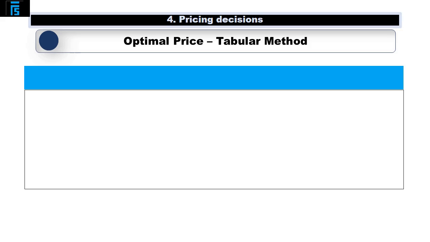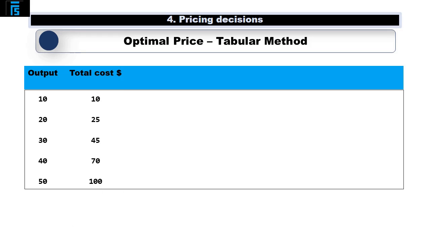We can also find the optimal price using a tabular method. Again, the objective is to find the output level and selling price that maximise profit. The easiest way to understand the tabular approach is to demonstrate it with an example. In the left-hand column of the table, we are going to show different output levels, in this case 10, 20, 30, 40 and 50 units of output.